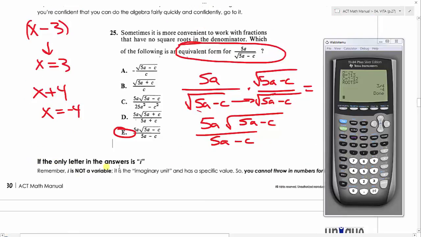And then finally, remember that if you see an i in a question, i is not a variable. i stands for the imaginary unit. That's when we're dealing with square roots of negative numbers. So if you do see an i in the answer choices, you are not necessarily dealing with a VITA question. You are dealing with a question that tests imaginary numbers. So you usually cannot throw in numbers on a question that has i's in the answers.